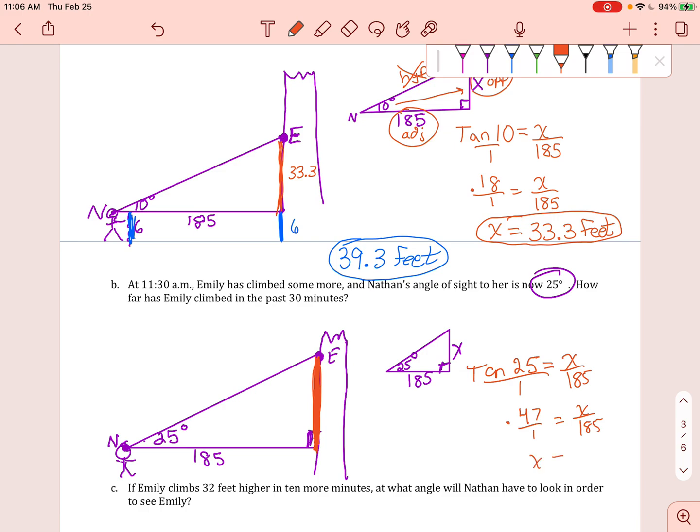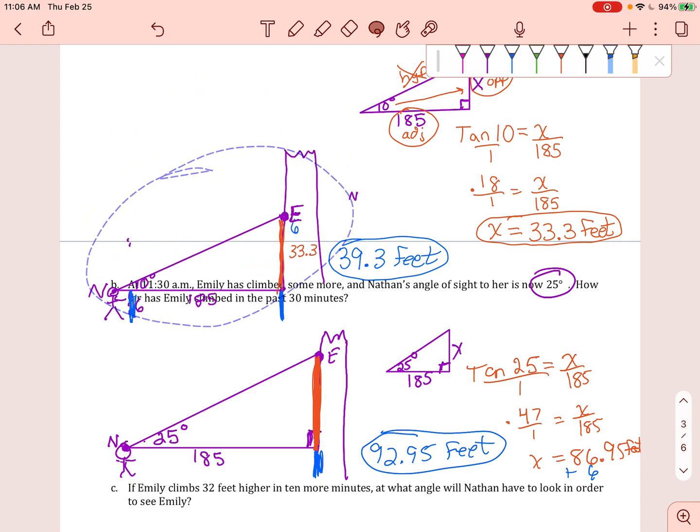And then you guys can go ahead and cross multiply. 185 times 0.47. I'm getting about 86.95 feet. Again, we can add in this extra 6 feet at the bottom. And I'm getting that she is approximately 92.95 feet up. So she was 39 feet up.